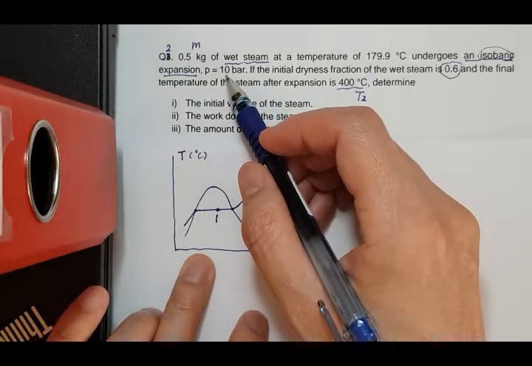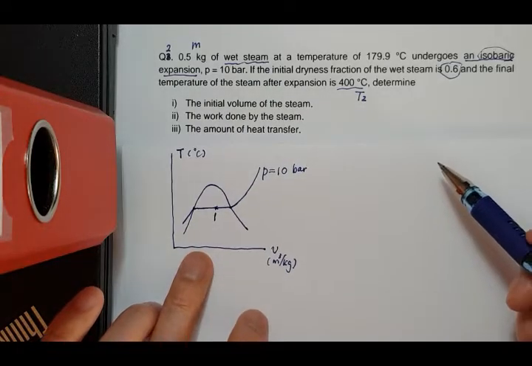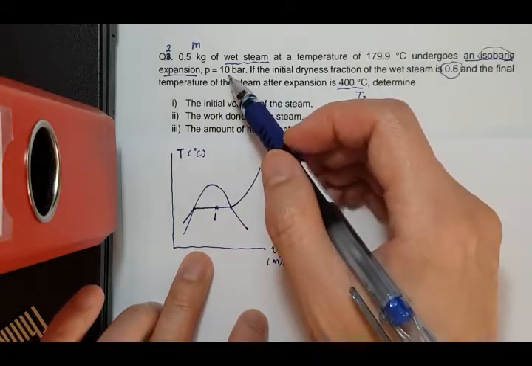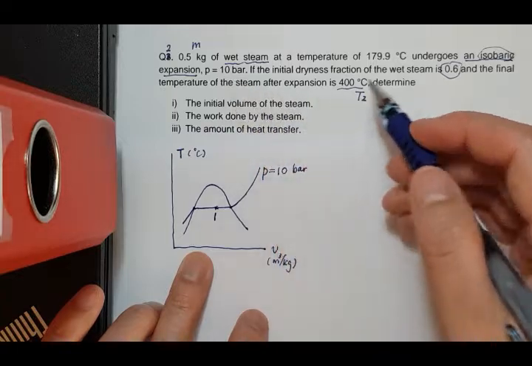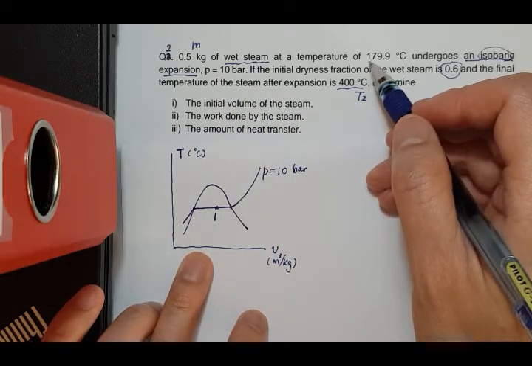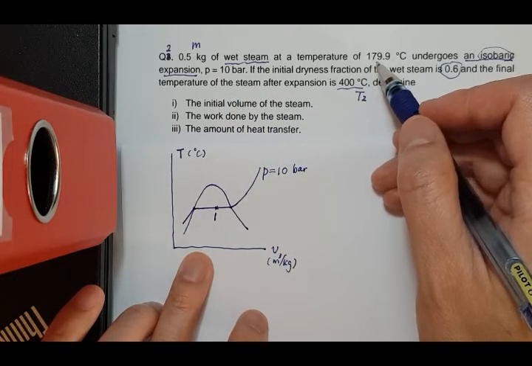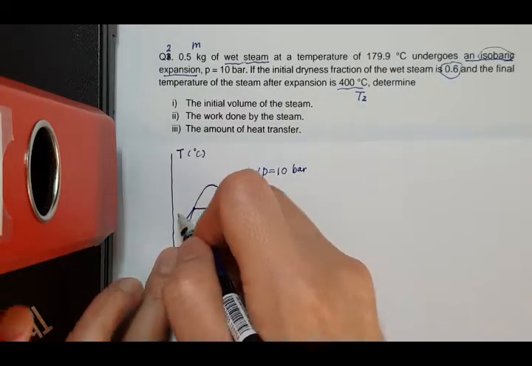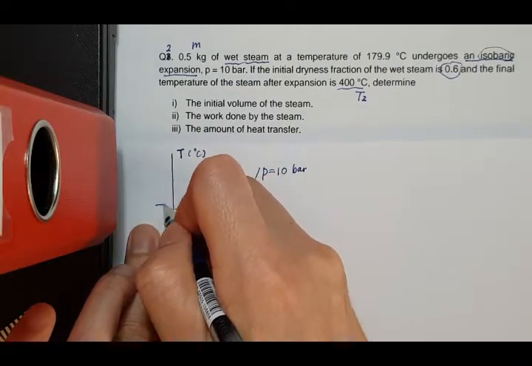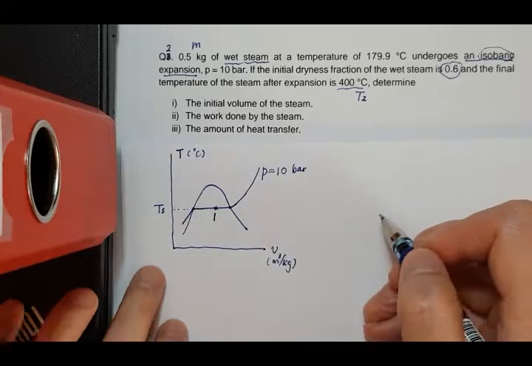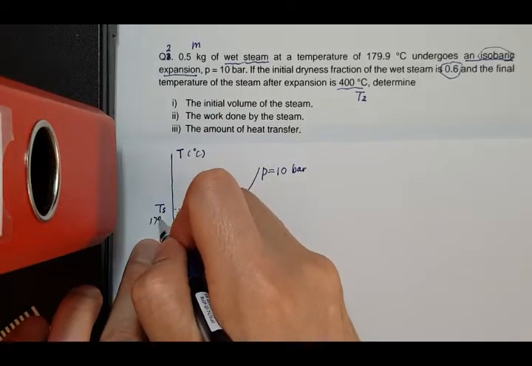Here, 10 bar. If you look at the steam table, we will find that at a pressure of 10 bar, the saturation temperature is exactly that, 179.9. So this is here, Ts. So Ts here is 179.9 degrees.